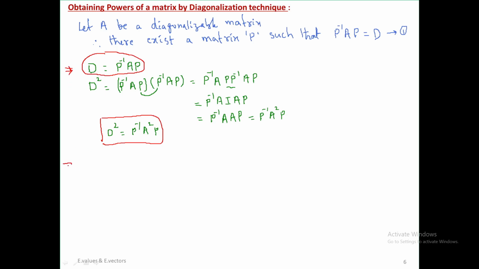The next one is, let us take D cube. What happens? Then we can observe the result. So D cube is nothing but D square into D. And what is D square? Just now we computed it: P inverse into A square into P.